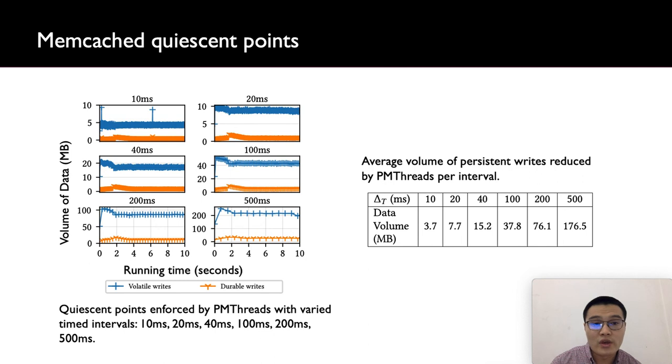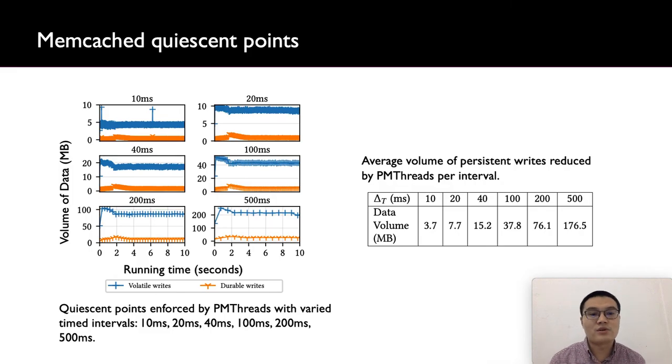And meanwhile, with increased interval, PMthreads generates fewer interventions and moves more data at each Quiescent point. Additionally, we collect both the volume of data written to DRAM, namely the volatile writes in the figure, and the volume of writes to NVM, which is named the durable writes. The results show that PMthreads significantly reduces the writes to NVM through buffering persistent writes, leveraging the DRAM-side shadow memory.